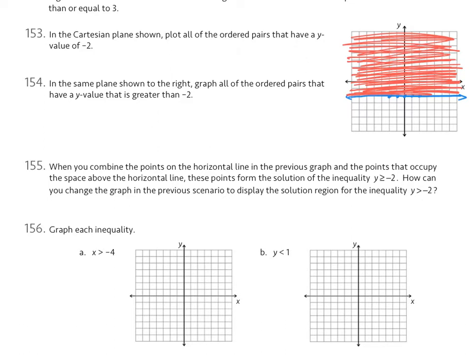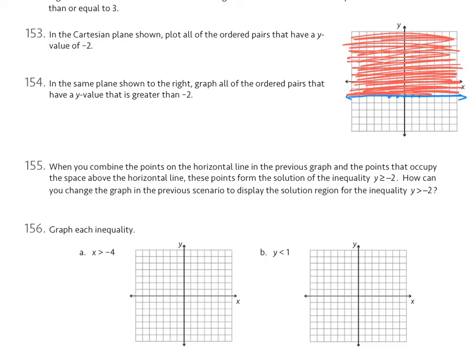155. When you combine the points on the horizontal line in the previous graph and the points that occupy the space above the horizontal line, these points form the solution of the inequality y is greater than or equal to -2. The red part is greater than, the blue part is equal to. So this symbol combines greater than and equal to into one symbol.